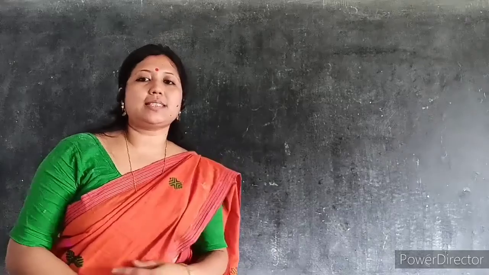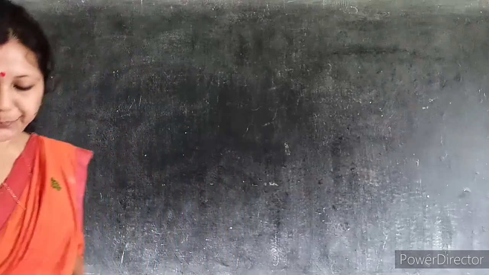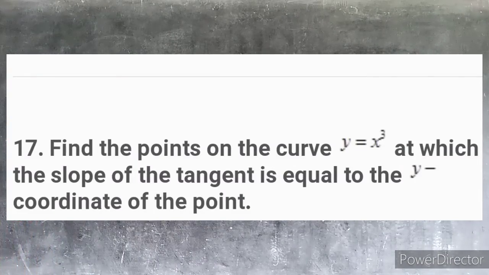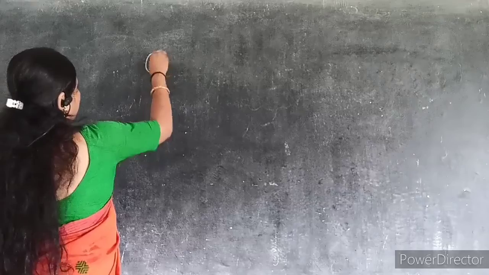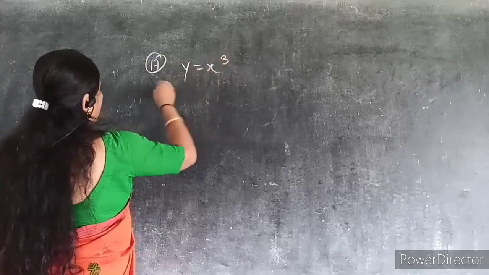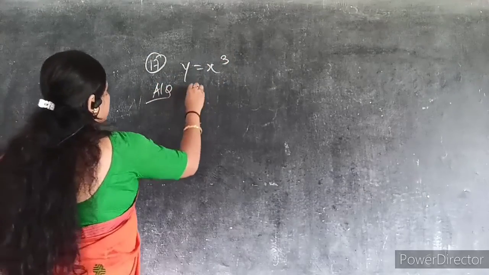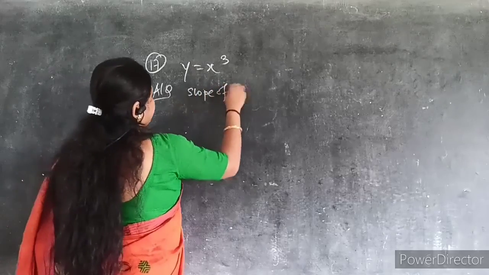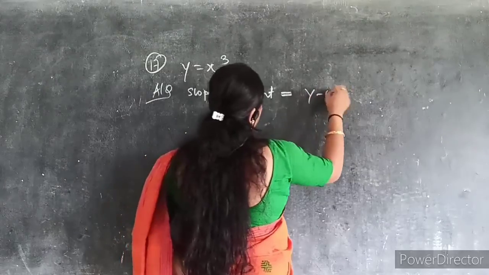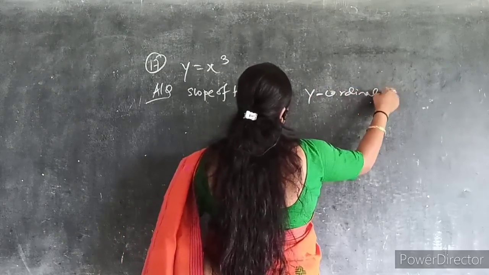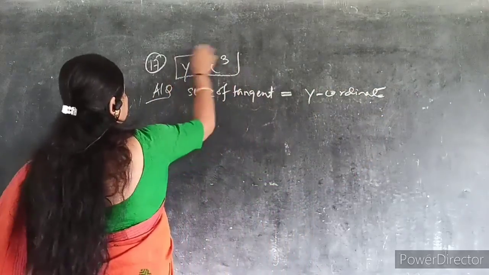Okay, so let us take next, that is question number 7. Find the points on the curve y equal to x cube at which the slope of the tangent is equal to the y coordinate of the point. Okay. So here we have a curve y equal to x cube. So as per your question, the slope of the tangent is given equal to the y coordinate. So the y coordinate of that point is this, right?